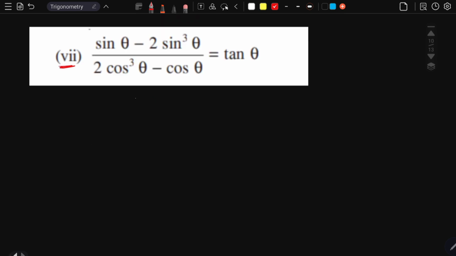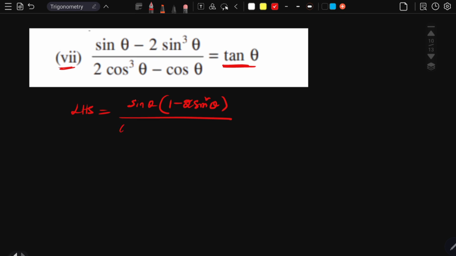Next, (sin theta minus 2 sin cube theta) divided by (2 cos cube theta minus cos theta) is equal to tan theta. This we need to prove. Consider the LHS directly and take sin theta in common in the numerator: sin theta into (1 minus 2 sin square theta). In the denominator, cos theta is taken as common, so then 2 cos square theta minus 1.